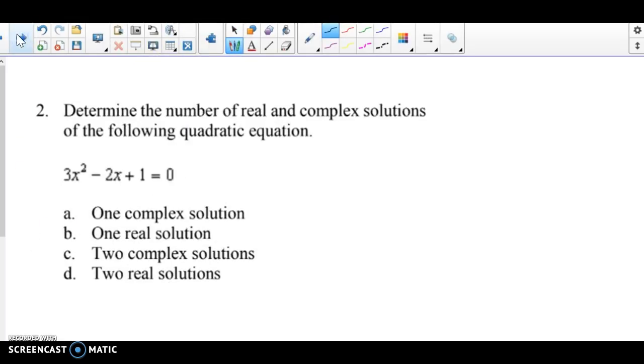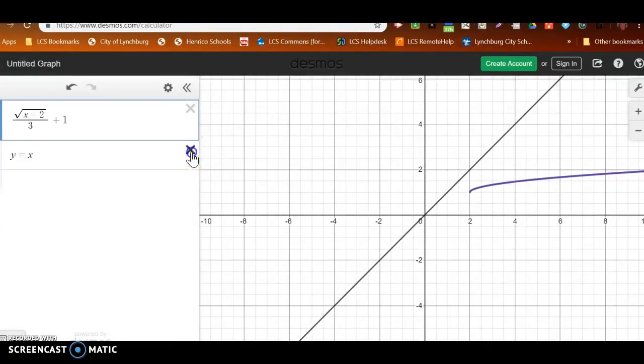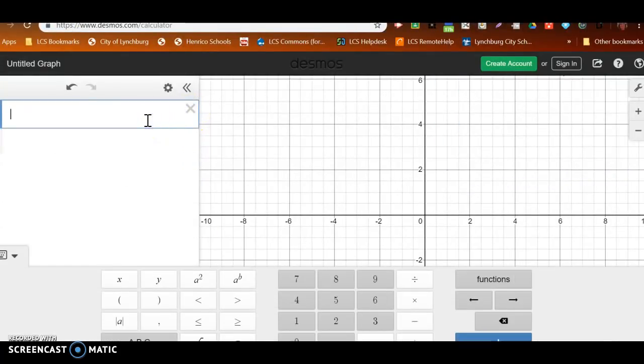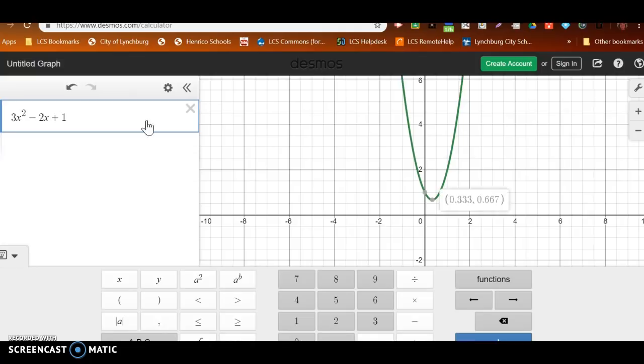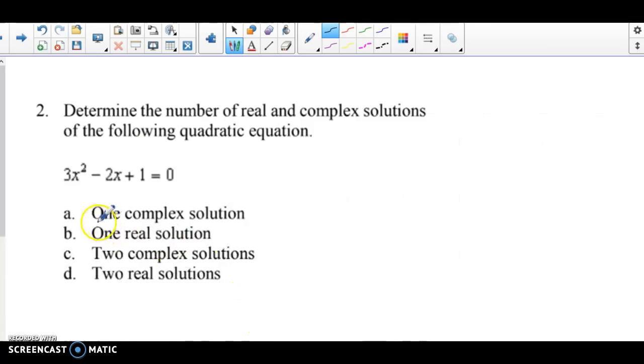For number 2, determine the number of real and complex solutions for this. Again, I'm going to plug the equation into Desmos. Desmos is the easiest one to plug it into. So I'm going to plug in 3x squared minus 2x plus 1. This does not cross my x-axis. By not crossing the x-axis, that means it has no real solutions, so you only have imaginary solutions. Whenever you have an imaginary, it's called a complex answer. Because it's quadratic, you have 2 complex solutions for number 2.